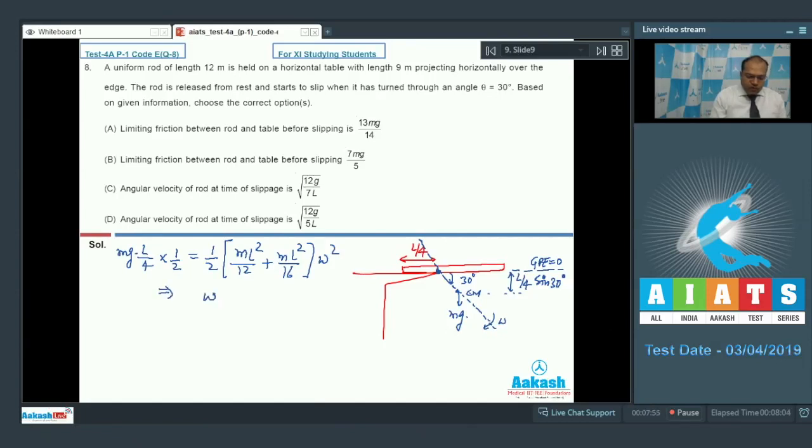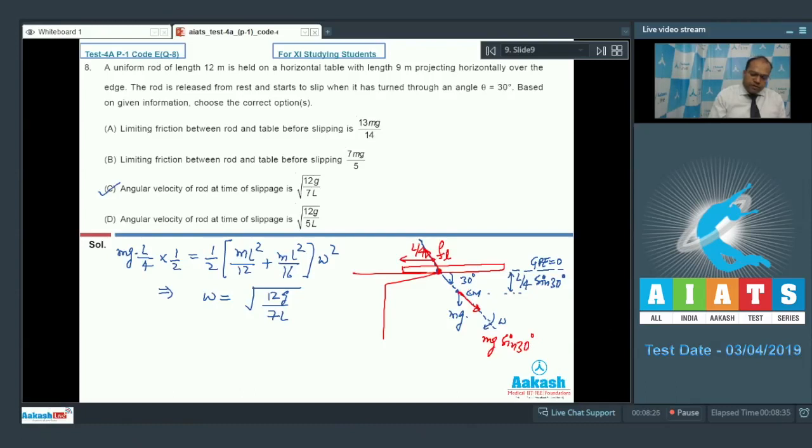On solving, the value of omega comes out to be under root of 12g by 7L. So option C is correct and D is wrong. Now at this instant I have to find out what is the value of the limiting friction. So the limiting friction at this moment is acting in this direction, Fl, and the component of mg in this direction is mg sine 30 degree.